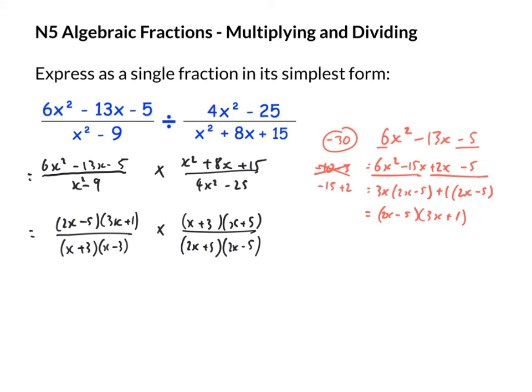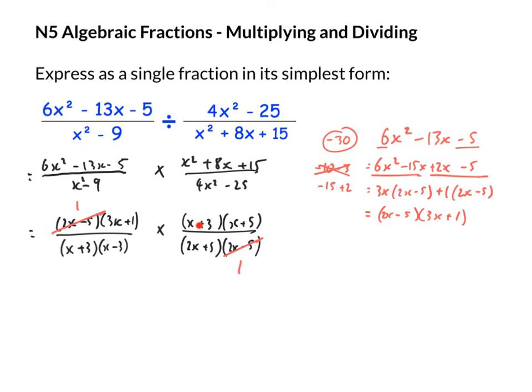Right, every single bit has been factorised, so now I can start looking for things that cancel down. Be organised. I'm just going to start with the top left and work my way along. 2x minus 5. I've got a 2x minus 5 on the bottom. So dividing by 2x minus 5 reduces those down to 1. A 3x plus 1. Nope, none of those on the bottom are 3x plus 1.